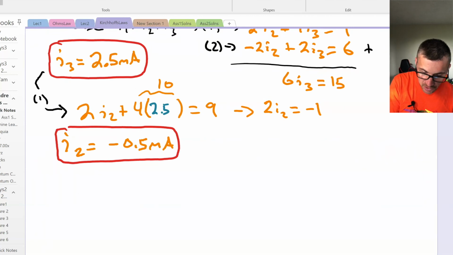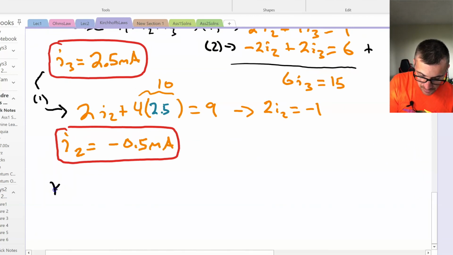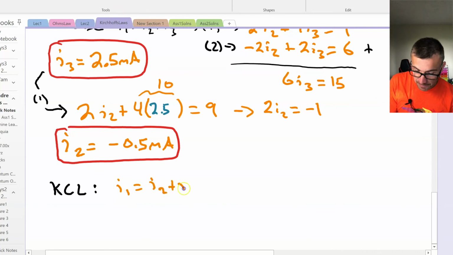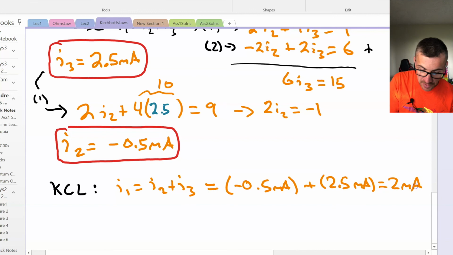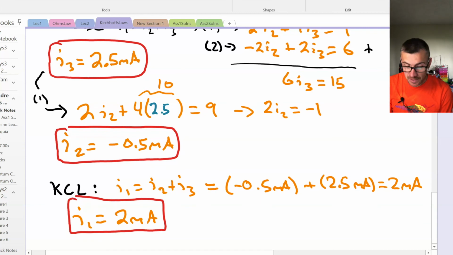We can use Kirchhoff's current law now to find that I1 is equal to I2 plus I3, and that's equal to negative 0.5 milliamps plus 2.5 milliamps, and that's 2 milliamps. So that I1 is equal to 2 milliamps. And that's all the currents in the system.